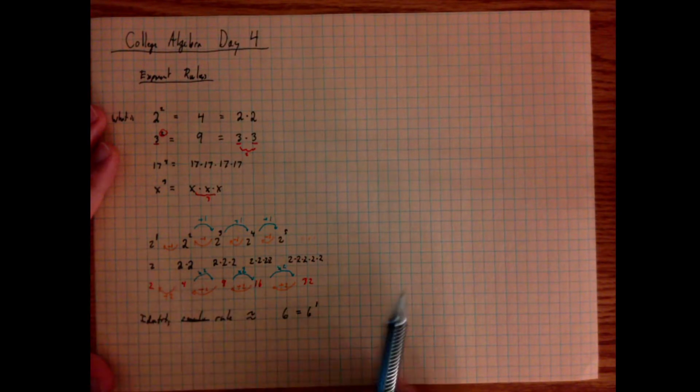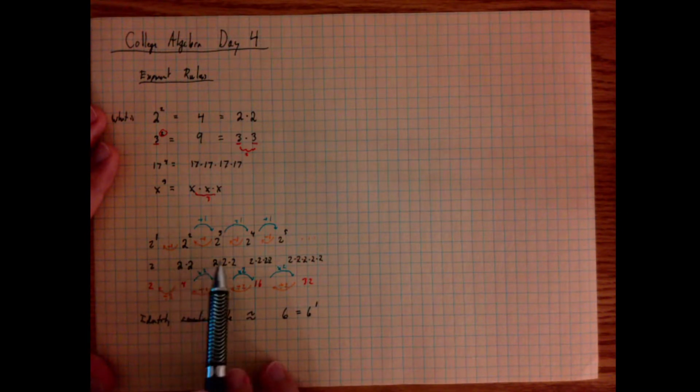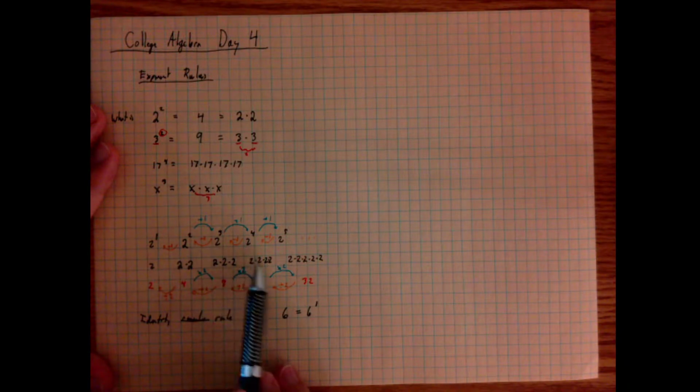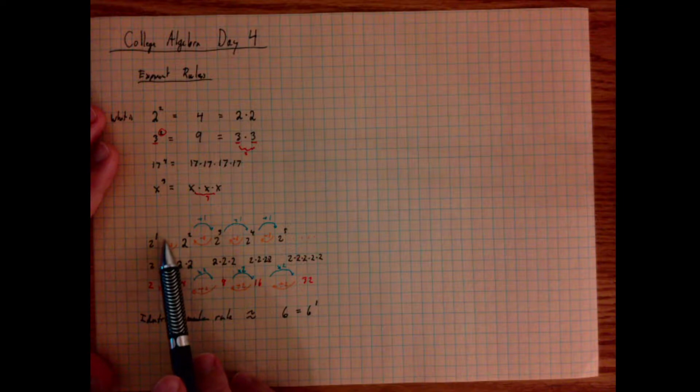And notice the middle pattern also makes sense, right? This is the number 2 written twice. This is the number 2 written 3 times. This is the number 2 written 4 times. This is the number 2 written 5 times. This is the number 2 written 1 time.